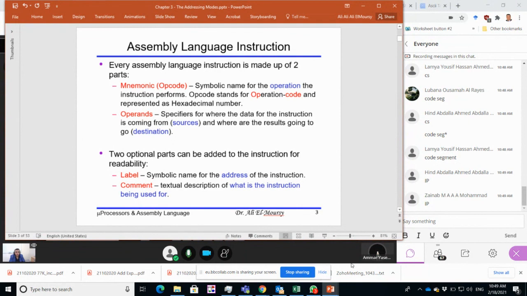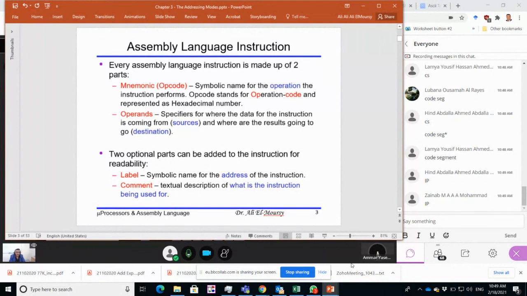While I'm writing my code, I can give a label to this IP to make it easy for me as a programmer, instead of dealing with the address as numbers, dealing with a name for that address. What does all this mean? We will see it later on in examples.